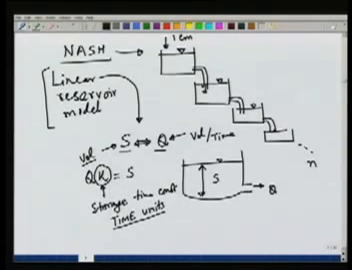and then we can write the continuity equation for any reservoir. If there is some inflow I and some outflow Q, we can write the continuity equation as the net inflow equal to change of storage. So let's take a particular reservoir.